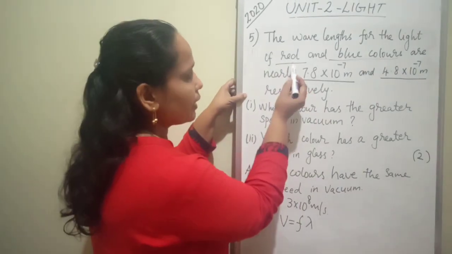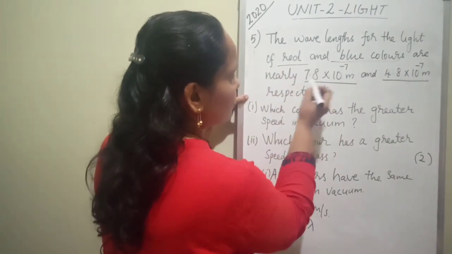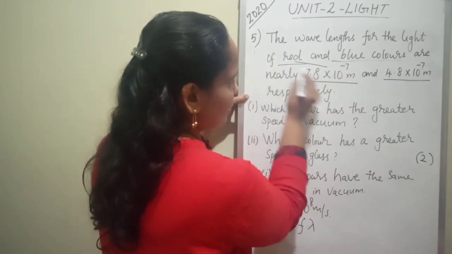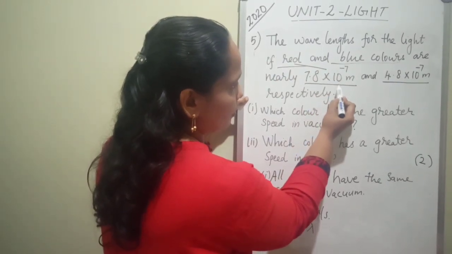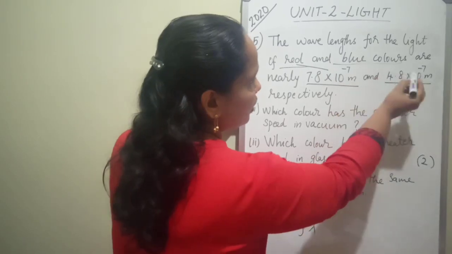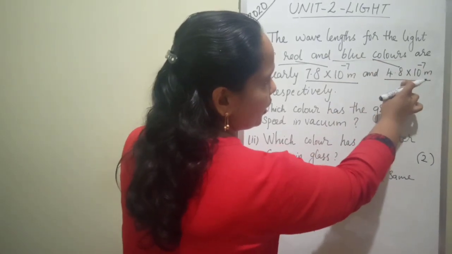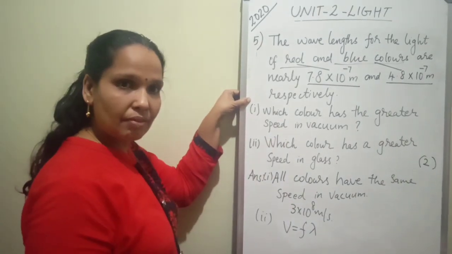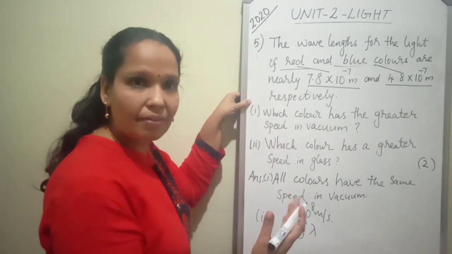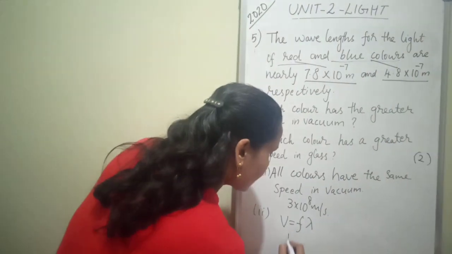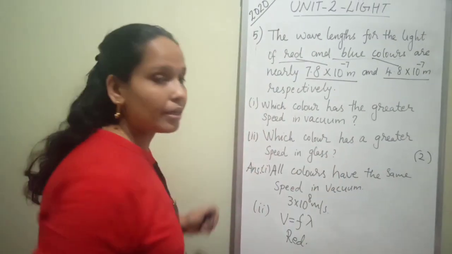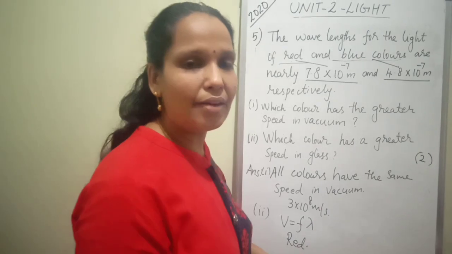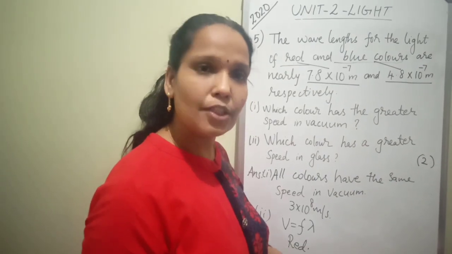So see here, red color's wavelength is 7.8 into 10 to the power of minus 7 meter, but blue color's wavelength is 4.8 into 10 to the power of minus 7 meter. So which color has more wavelength? Red. So red will travel fast. So this answer is red color. You will get the next mark. So totally 2 marks.